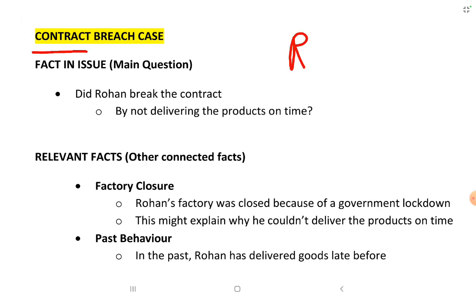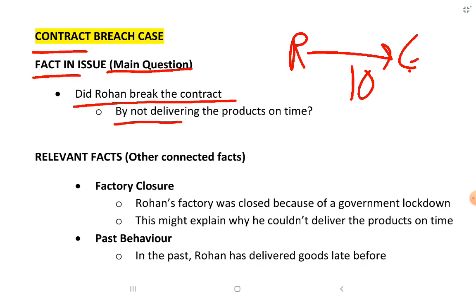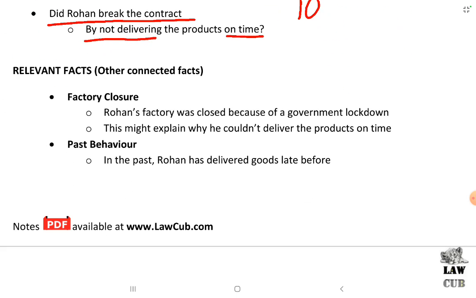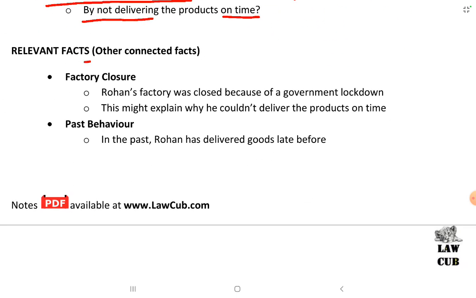Another example, you can write the contract breach case. Suppose there is one person, Rohan. He made a contract with some client. In the contract, he says that he will deliver the goods in 10 days, but he couldn't deliver the goods in 10 days. So the client says that he has breached the contract. So the fact in issue, the main question here, is did Rohan break the contract by not delivering the products on time? Here the relevant facts will be other connected facts.